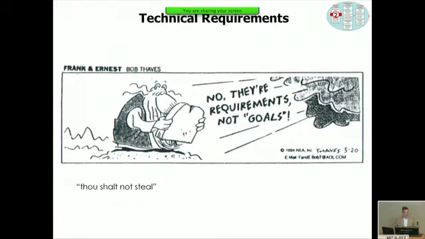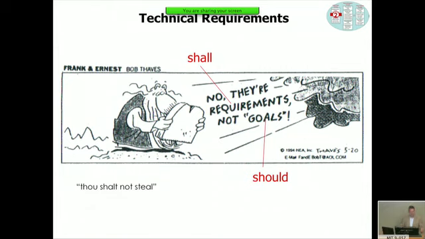So I think I've already said this, but I just want to make it clear again. I like this cartoon. This is Moses, right? Moses just got the tablets, right? The stone tablets. The 10 Commandments. And one of them is, thou shalt not steal. And God says out of the clouds, no, they're requirements, not goals, right? So what God is saying is the 10 Commandments are shall, right? And not should. Even though I think some of us don't always succeed at that, but that's basically the idea.